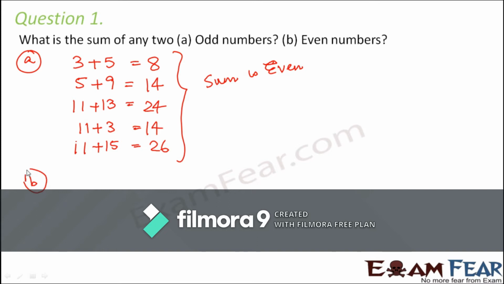In the second case, we are asked to add two even numbers. So let's see what happens with even numbers. For example, 2 plus 6 gives 8. 12 plus 4 gives 16. 26 plus 2 gives 28. So what are we observing? In the case of even numbers also, the sum is even. So whether you add two odd numbers or two even numbers, the sum would always be even.